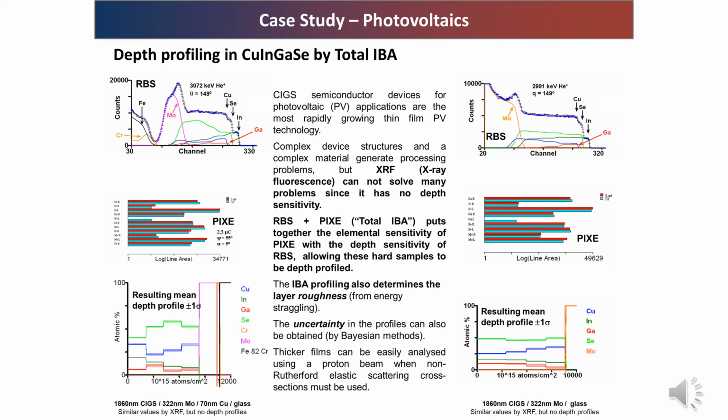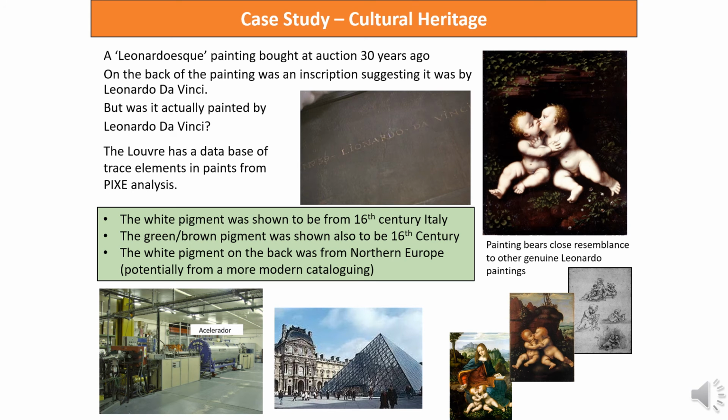In this study we are looking at a cultural heritage sample, a painting. The painting was bought at auction many years ago, and on the back was written Leonardo da Vinci. Well, you would, wouldn't you? The owner then spent 20 years trying to demonstrate that this was a genuine Leonardo from a lost collection.